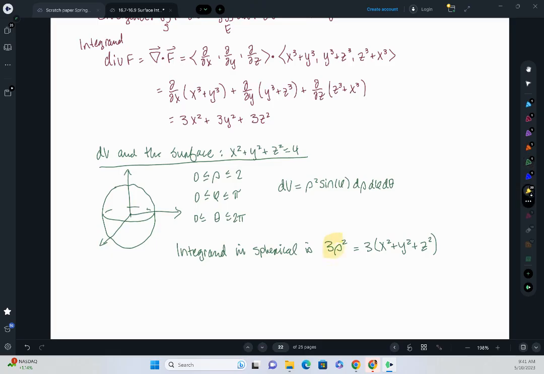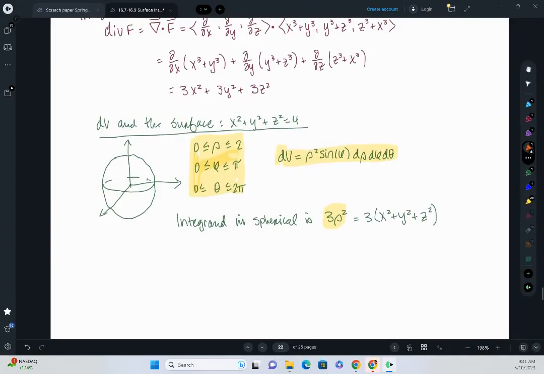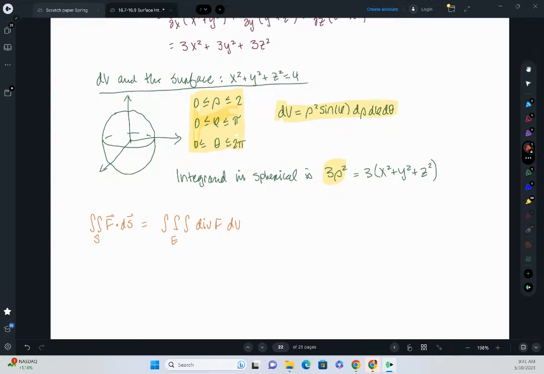So we're going to be using that for an integrand, these for bounds, and this for a differential. Okay, let's go ahead and set everything up. All right, the divergence theorem says that we're going to deal with a surface integral of F dot dS by instead looking at a triple integral of the divergence of F dV over E. And we've got all of our bounds and everything else we need in there.